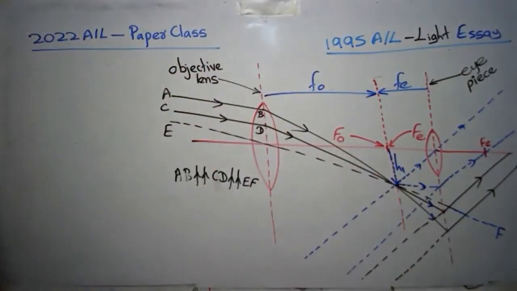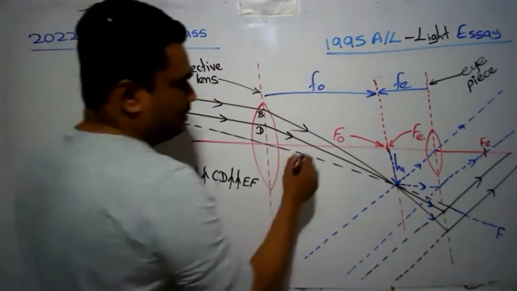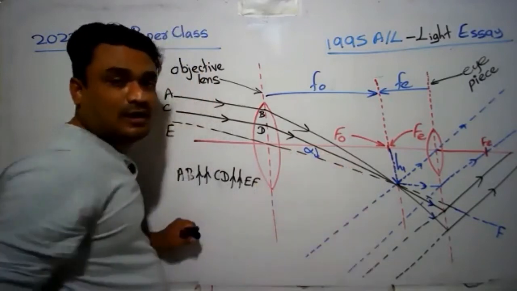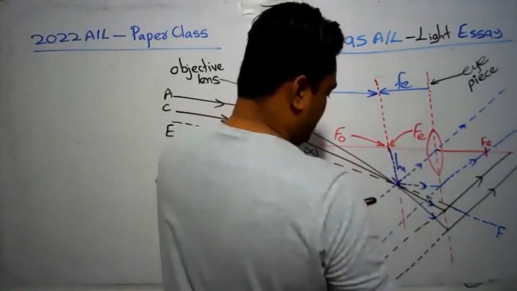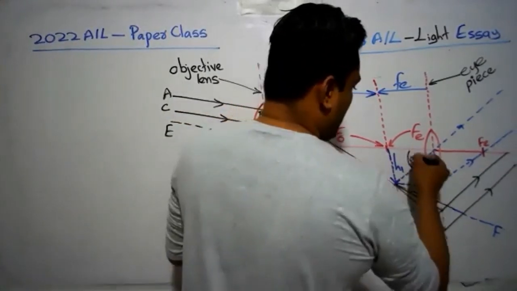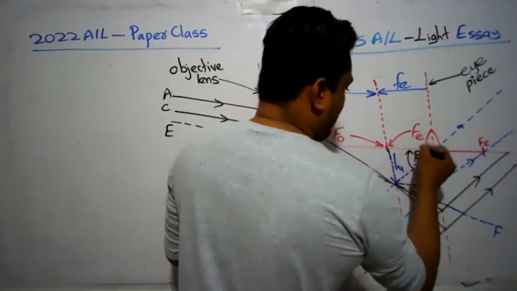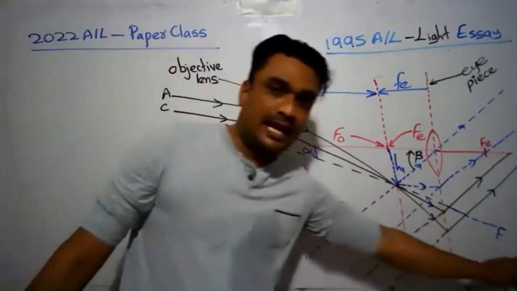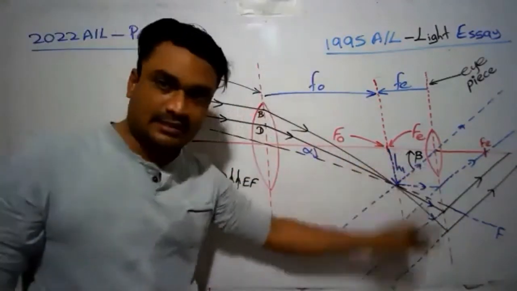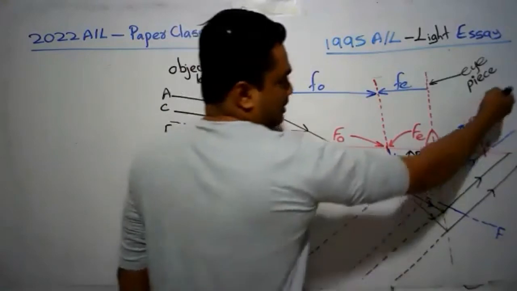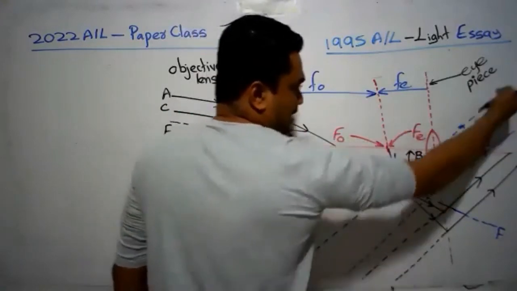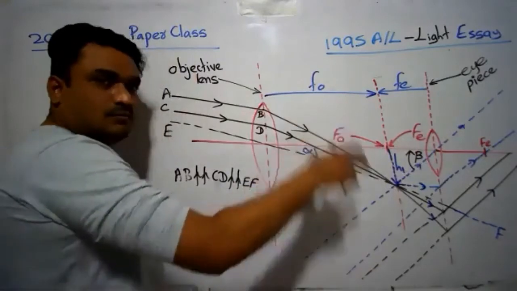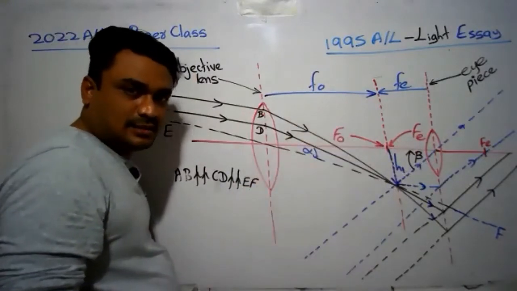Complete it and mark two angles on the ray diagram, this angle alpha, and this angle beta. Mark the two angles alpha and beta. Alpha is the angle between the EF light ray and the principal axis. Beta is the angle between the principal axis and the light rays going through the optical center. Mark alpha and beta angles, quick.